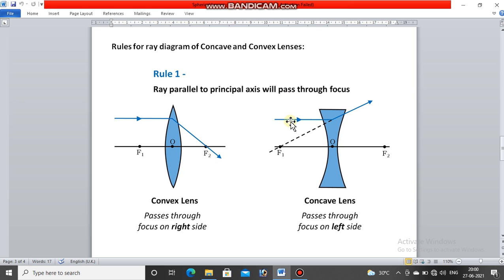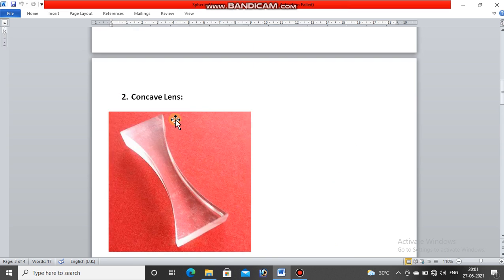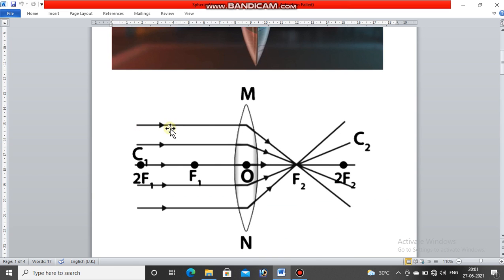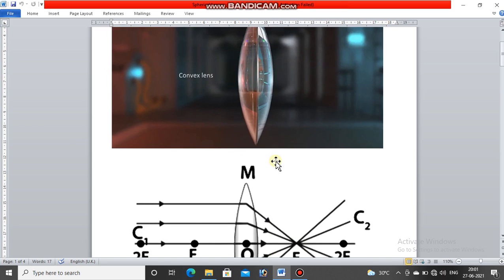And in the case of a concave lens, if a light ray goes parallel to the principal axis, after refraction it will go in such a direction that it will appear to be moving from the focus. In this convex lens, you see one thing: after refraction the light rays are converging at one point. In this picture you can see clearly that all the light rays which are moving parallel to the principal axis, after refraction all meet at one point. Converging means meeting at one point. So this convex lens is also known as a converging lens.